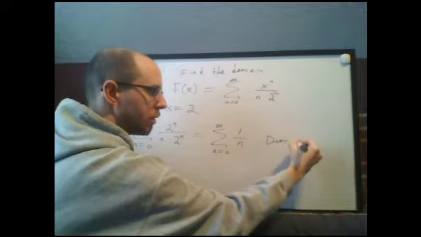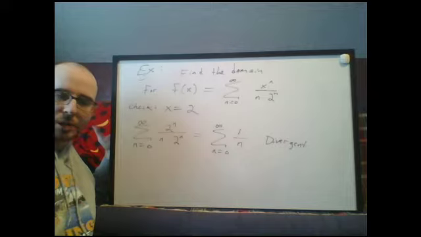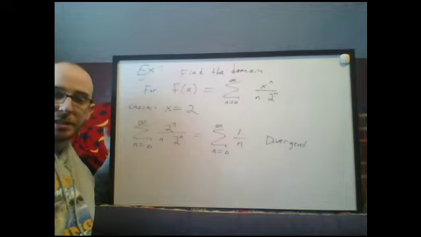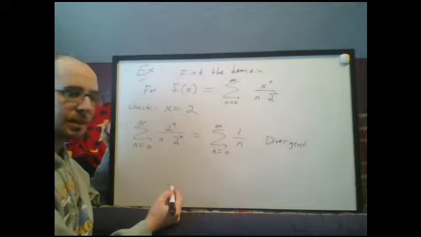So if you haven't already, you want to get familiar with the simple types of series. The p series, the geometric series, know when they're convergent or divergent. So 1 over n, that's divergent.